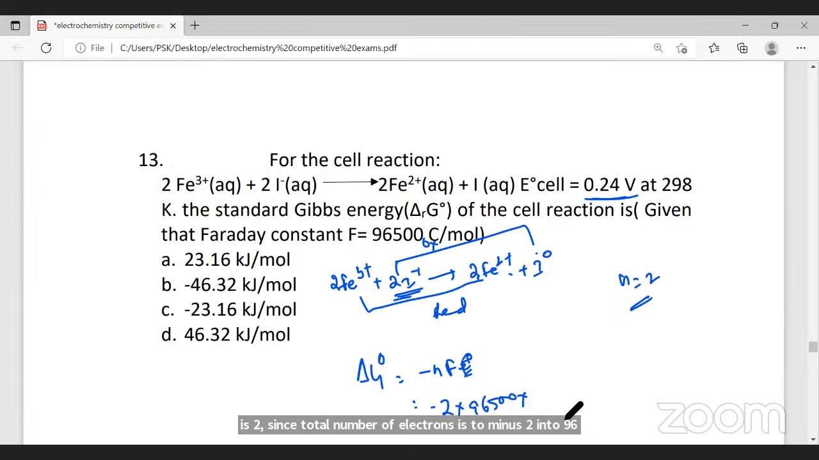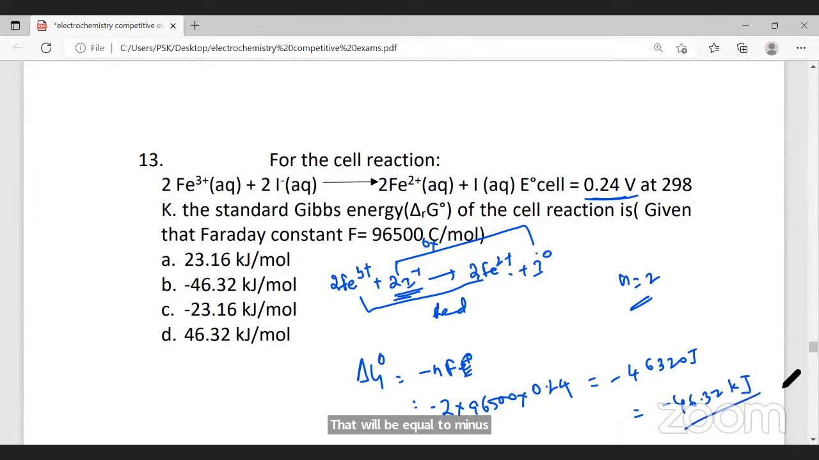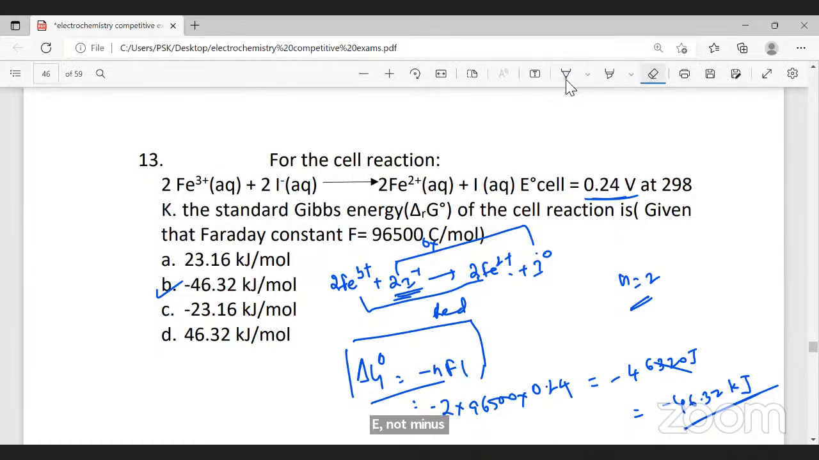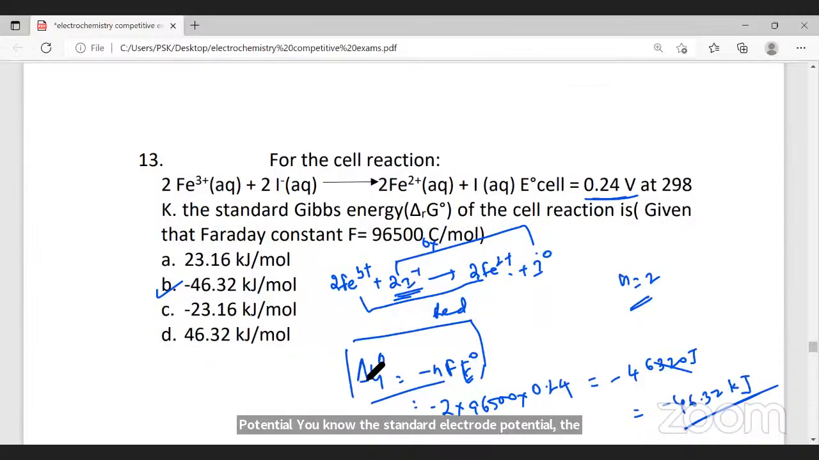So minus 2 into 96,500, and E naught value, they've given it as 0.24. On simplification, we will get this value as minus 46,320 joules. That will be equal to minus 46.32 kilojoules. Hence, the answer for this question is option B, minus 46.32 kilojoules. This relation you should know. Minus nFE naught, where E naught is standard electrode potential. The relation between standard free energy change and electrode potential. Followed?